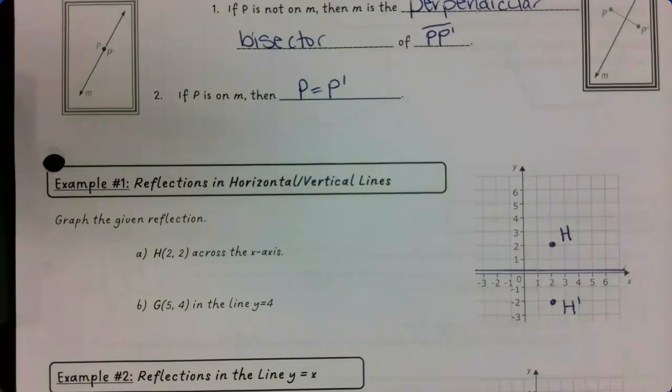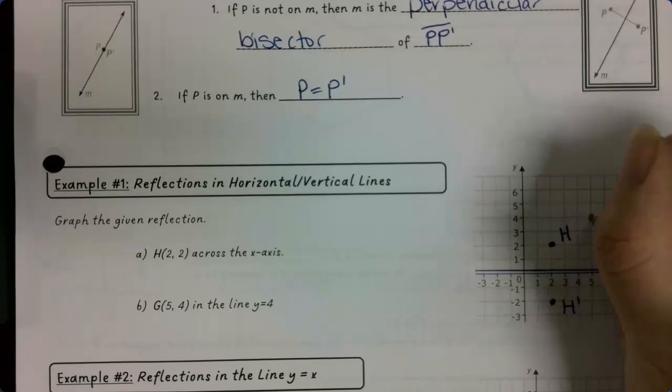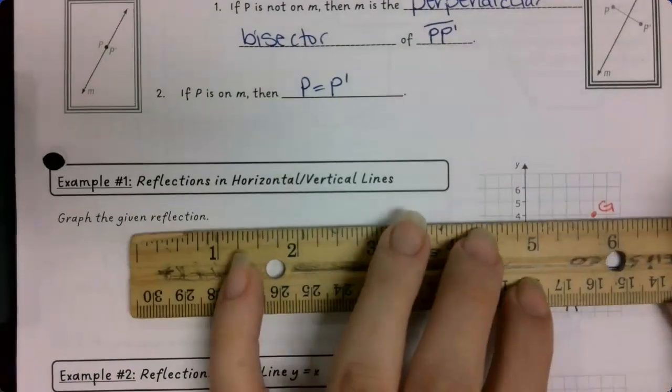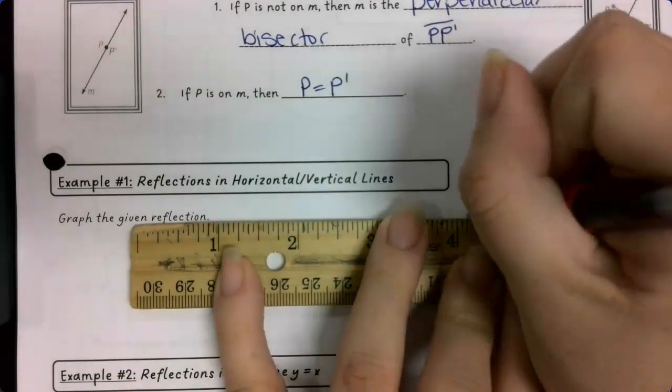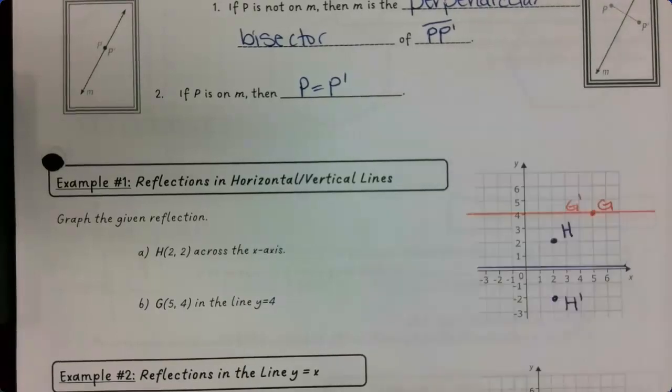Then B is G is 5, 4. And it wants me to go across the line y equals 4, which is this line. So because it's the same one on that point, this is also going to be my G prime, because the point is on that line.